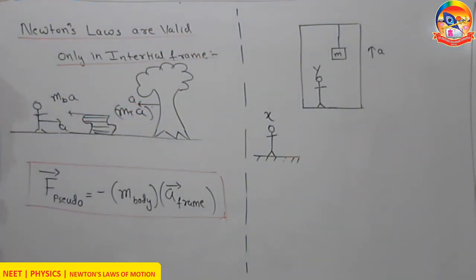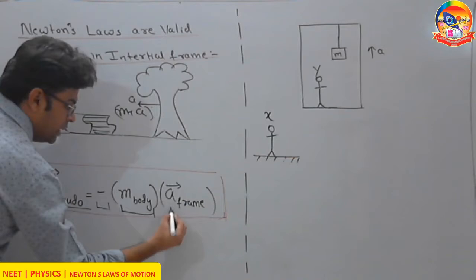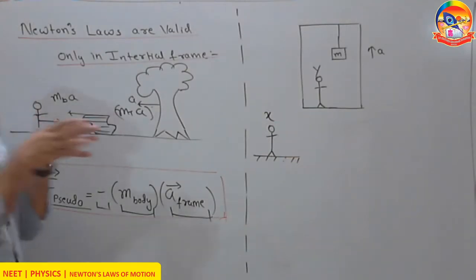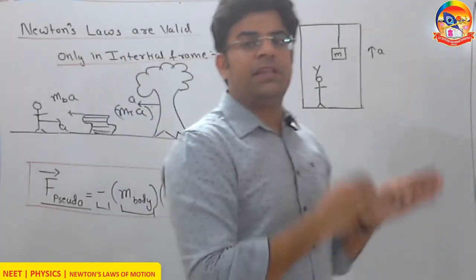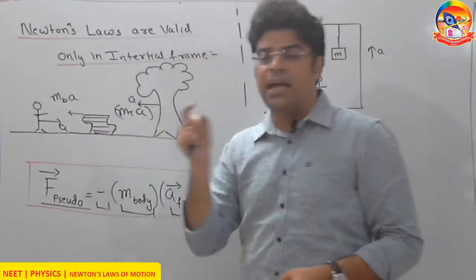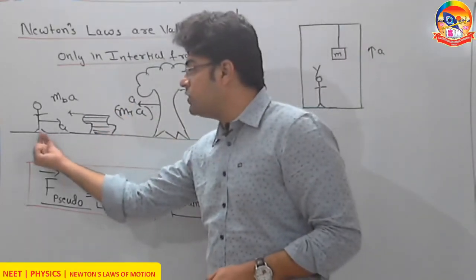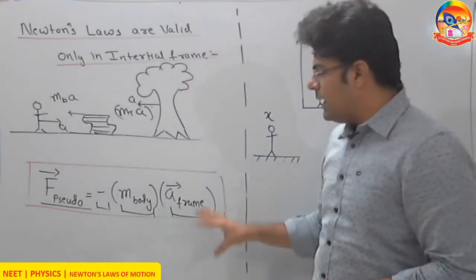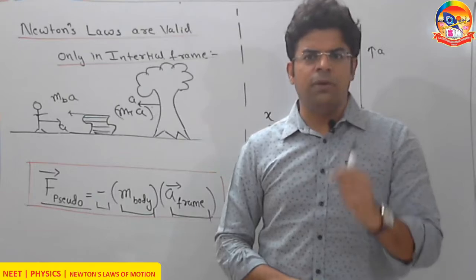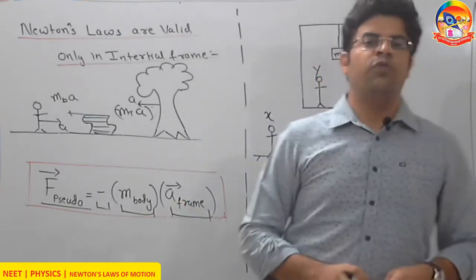So now here, understand that F_pseudo equals minus the mass of the body times the acceleration of the frame. Why minus? Because if the frame has an acceleration towards the right, as seen by the frame, everything will have an acceleration towards the left. So the pseudo force must act in the direction opposite to the acceleration of the observer. So keep this in mind. What is the pseudo force? Minus the mass of the body times the acceleration of the frame.